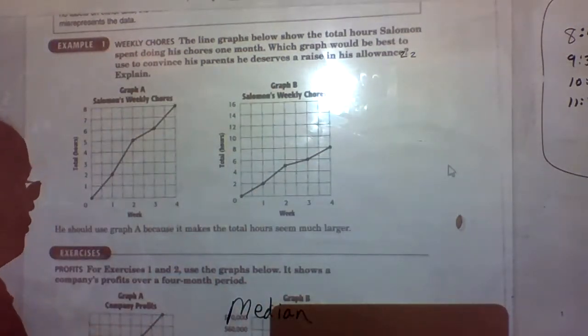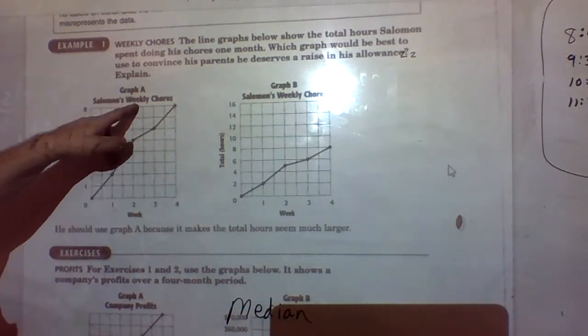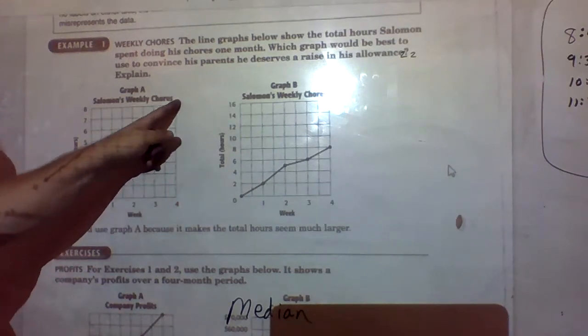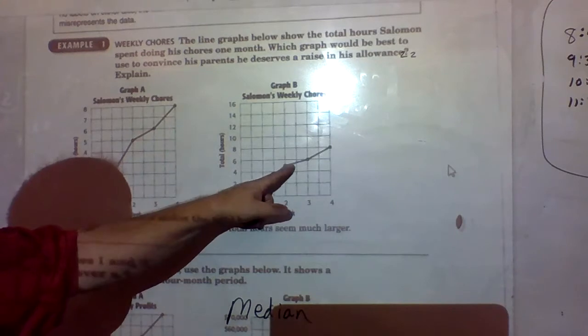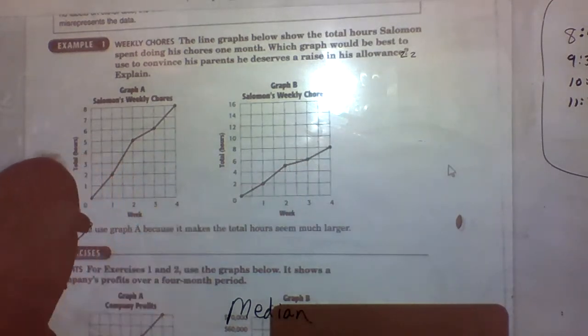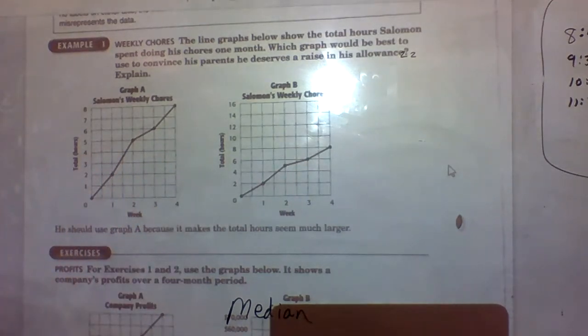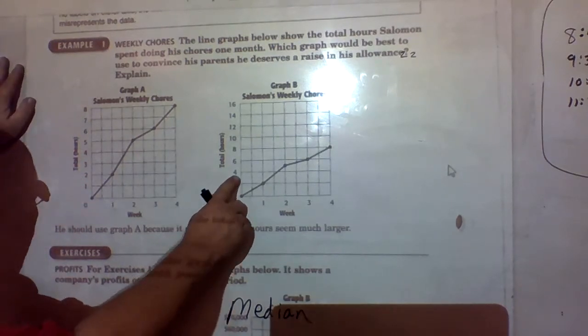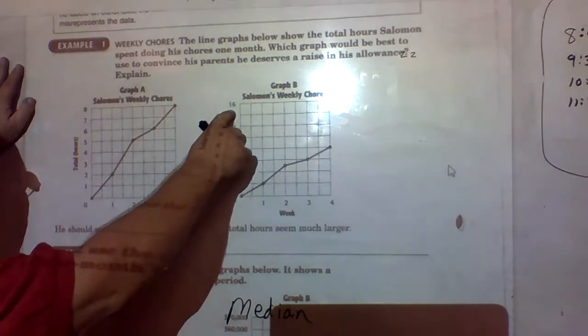They both show the same kind of data, Solomon's weekly chores. One of them is really slanted upwards, and the other one is slanted upwards, but not as steeply. Which one's misleading? Well, let's look at the left side. 1, 2, 3, 4, 5, 6, 7, 8. 2, 4, 6, 8, 10, 12, 14, 16.